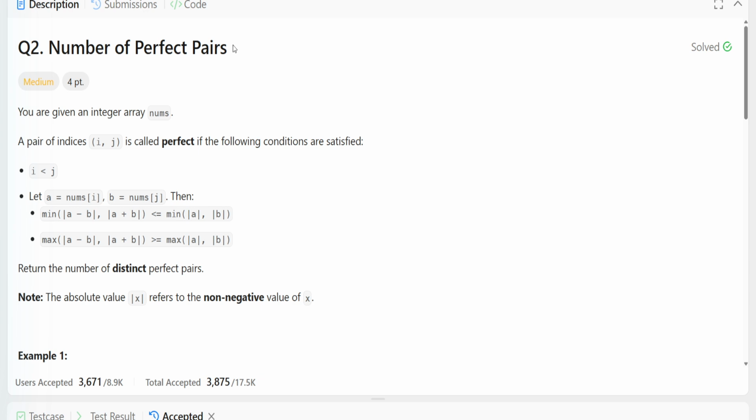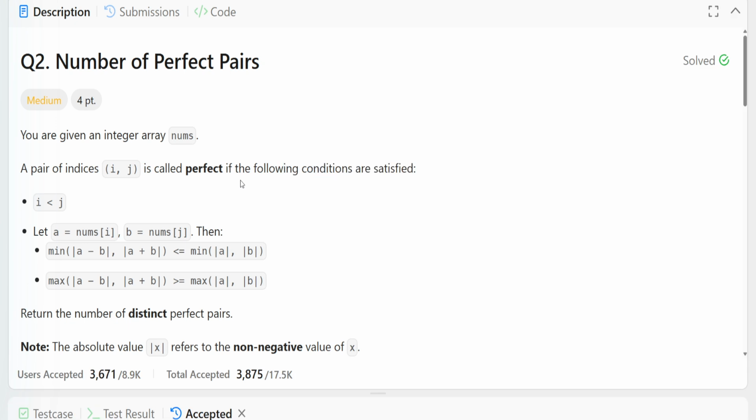In this video, we are going to understand another question from contest 163: number of perfect pairs. The question says that you are given an integer array nums, and a pair of indices i and j. We can call it perfect if the following conditions are satisfied. What are the conditions? Let me zoom in a little bit.